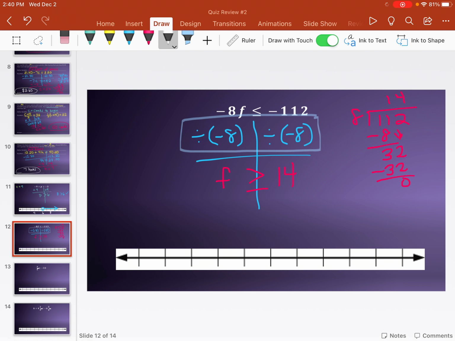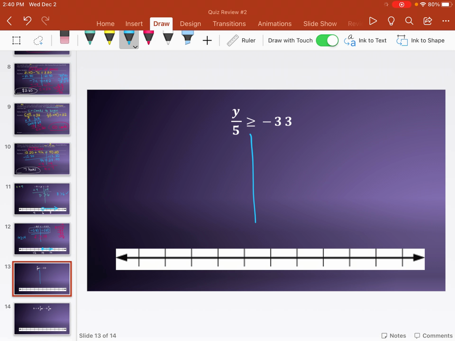And then to graph it, let's see, I have 14. I'm going to put a 16 and a 12. It's a closed circle on 14. Close it up because it's or equal to. And then again, I'm just going to plug something in. So 16 is greater than 14. Yes, it is. So I'm going to shade towards the 16 this time.